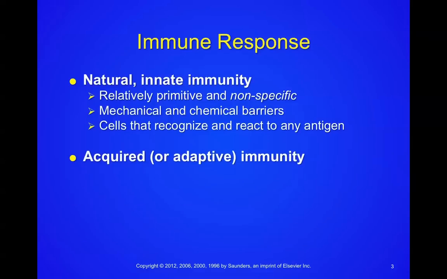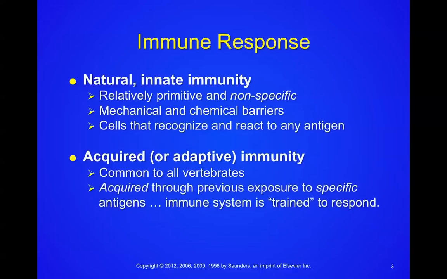It also includes the acquired or adaptive immunity. This is found only in vertebrates and is activated when innate immunity fails. This system is acquired through previous exposure to specific antigens. The first exposure activates the body's lymphocytes, T and B cells. Upon subsequent exposures, the immune system is able to recognize the specific antigen and mount stronger and stronger attacks. To function properly, acquired immunity requires the ability to distinguish self from non-self.